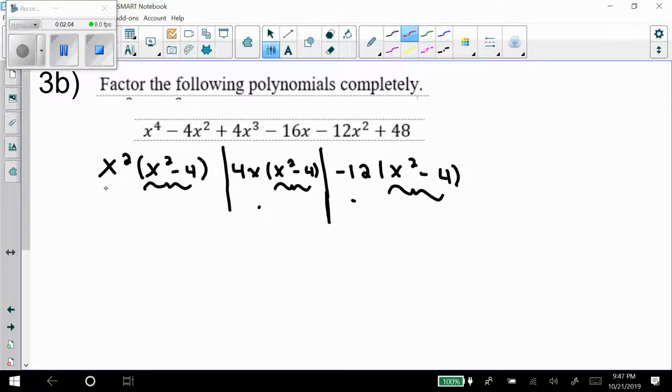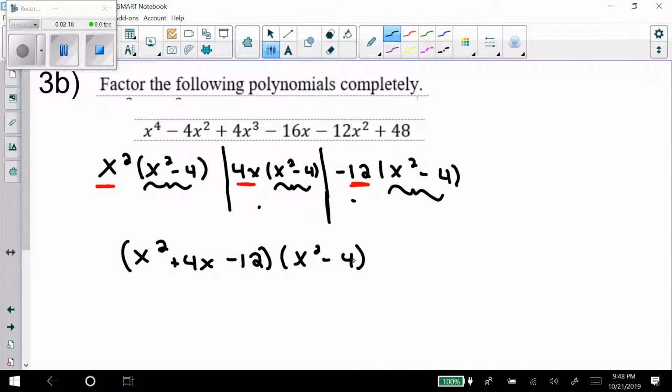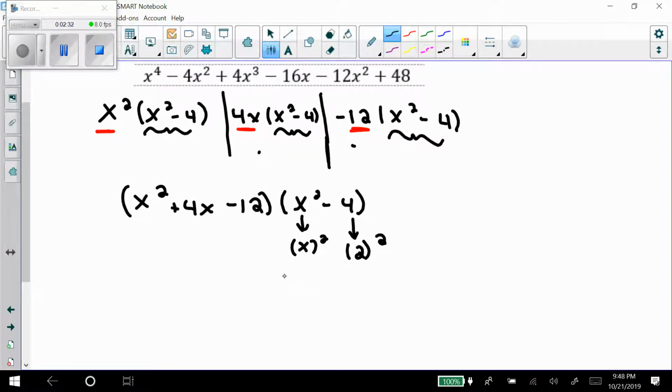We are going to lump these front terms together to give us a polynomial that is x squared plus 4x minus 12, and that's times our x squared minus 4. Now it says factor completely, and we are not done. X squared is a perfect square, so we can break that up, and 4 is a perfect square, so we can break that up using dots. So that factor is x plus 2, x minus 2.